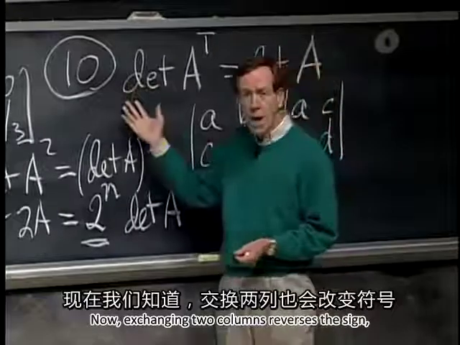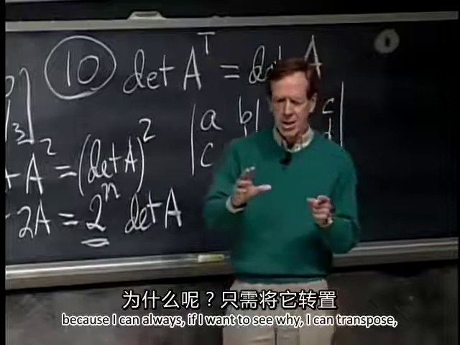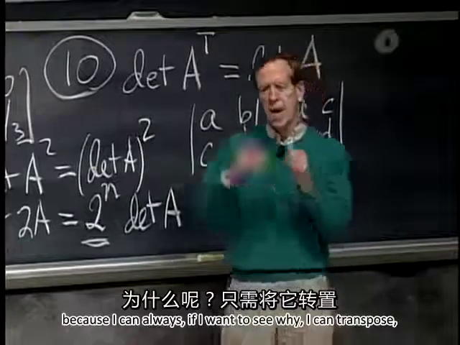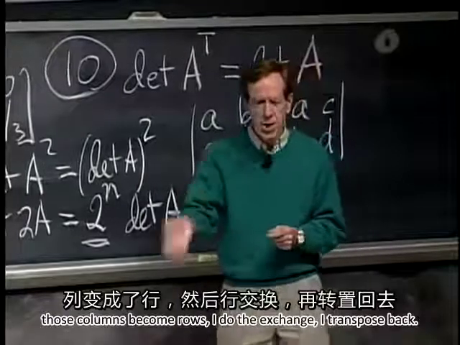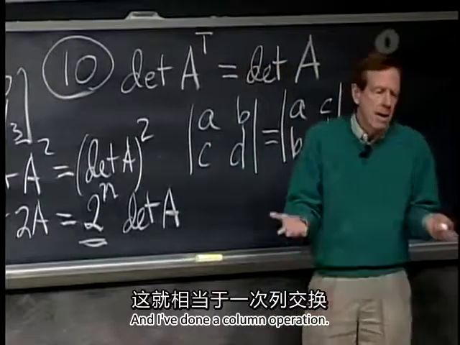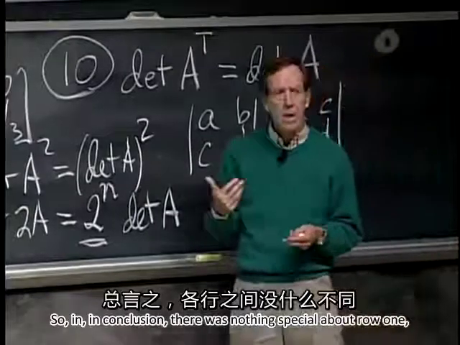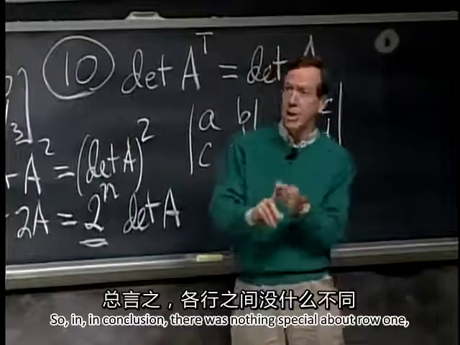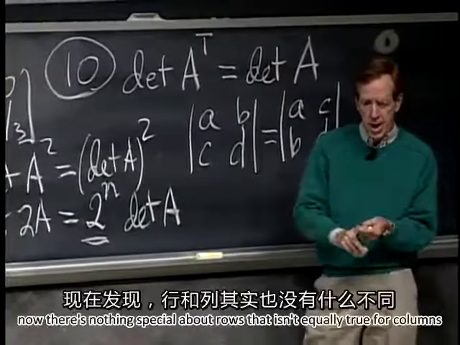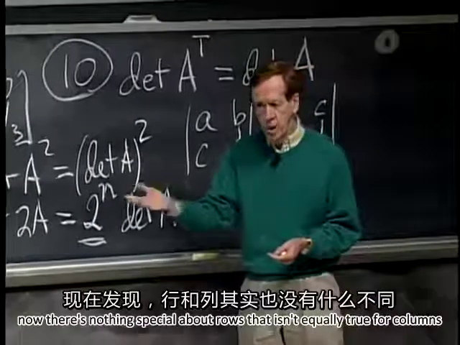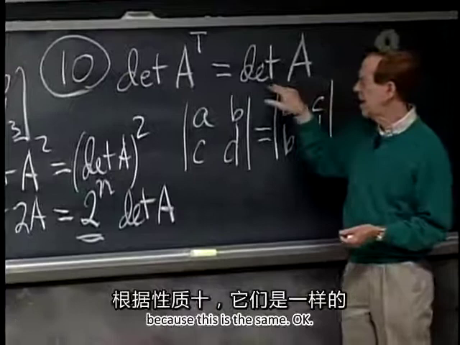So like all those properties about rows, exchanging 2 rows reverses the sign. Now exchanging 2 columns reverses the sign. Because I can always, if I want to see why, I can transpose. Those columns become rows. I do the exchange. I transpose back. And I've done a column operation. So in conclusion, there was nothing special about row 1, because I could exchange rows. And now there's nothing special about rows that isn't equally true for columns, because this is the same.